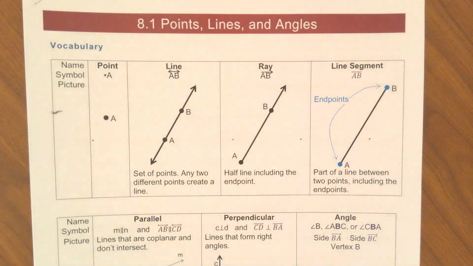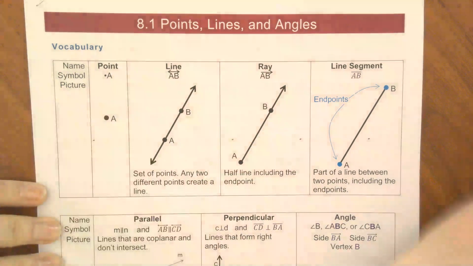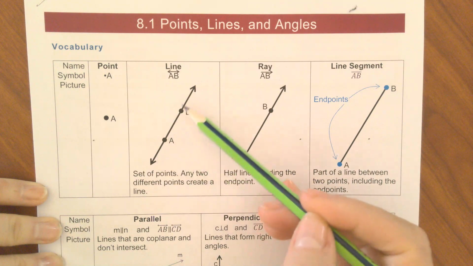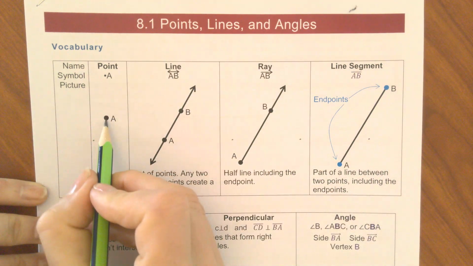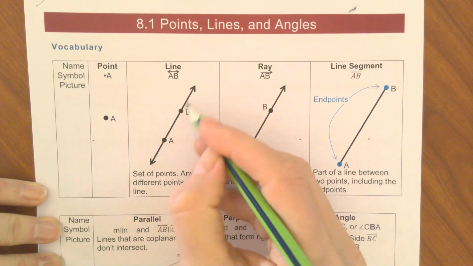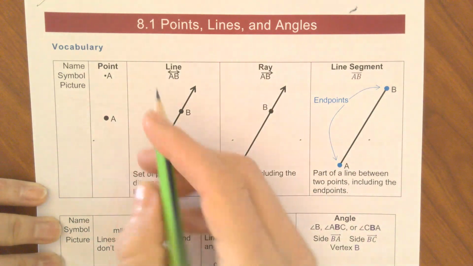So we're in 8.1, which is points, lines, and angles. So you have to know how to draw the picture, the symbol for them, and the name. So this is a point, this is a line, okay? So a line has arrows at the end, which means it goes on forever and ever in both directions.